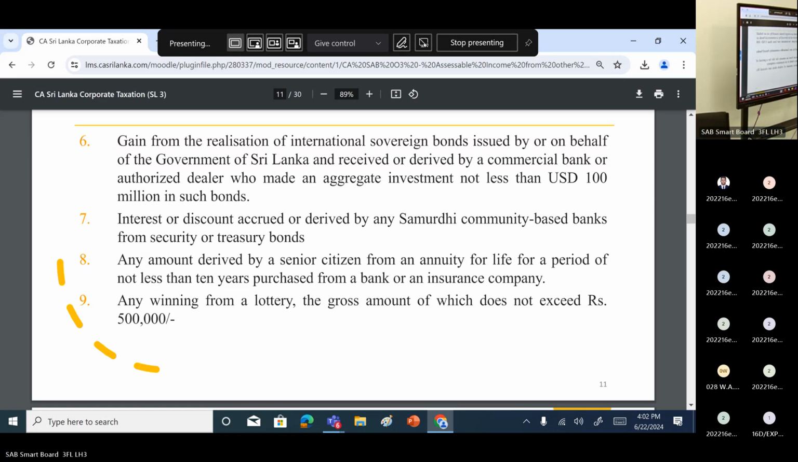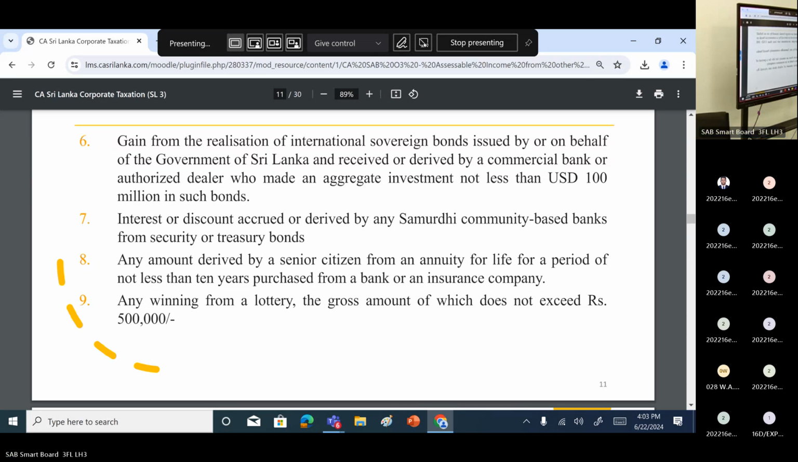Here, any amount derived by a senior citizen from an annuity for life. You know that some insurance company or some financial institution is introducing a wealth plan. On that, they have to purchase and they are getting some sort of income thereafter. Right? After actually, a senior citizen who has reached 60 years. So it is just like annually or some sort of fixed amount they are getting. So that is also exempt, but the period should be more than 10 years.